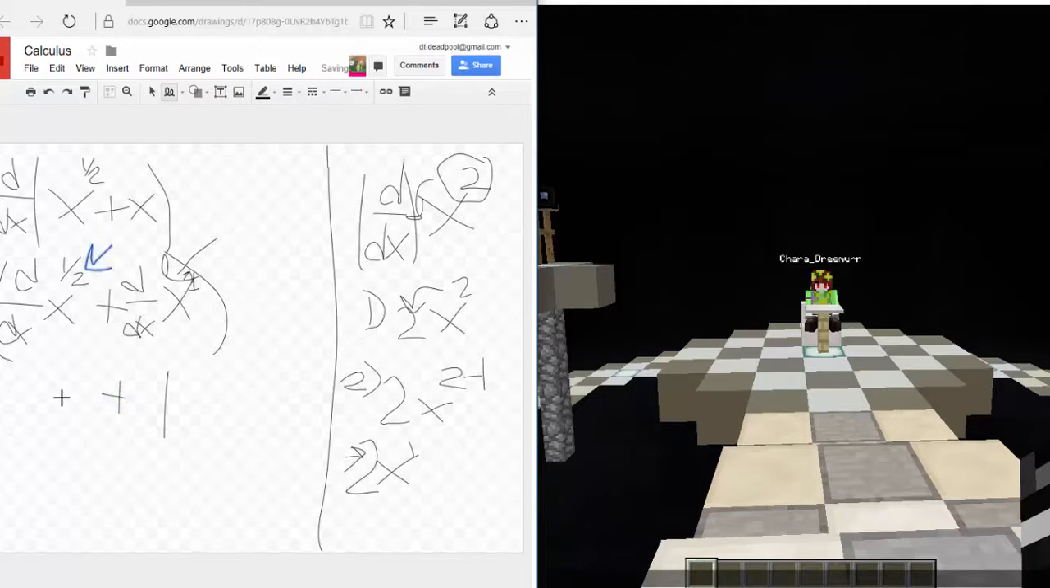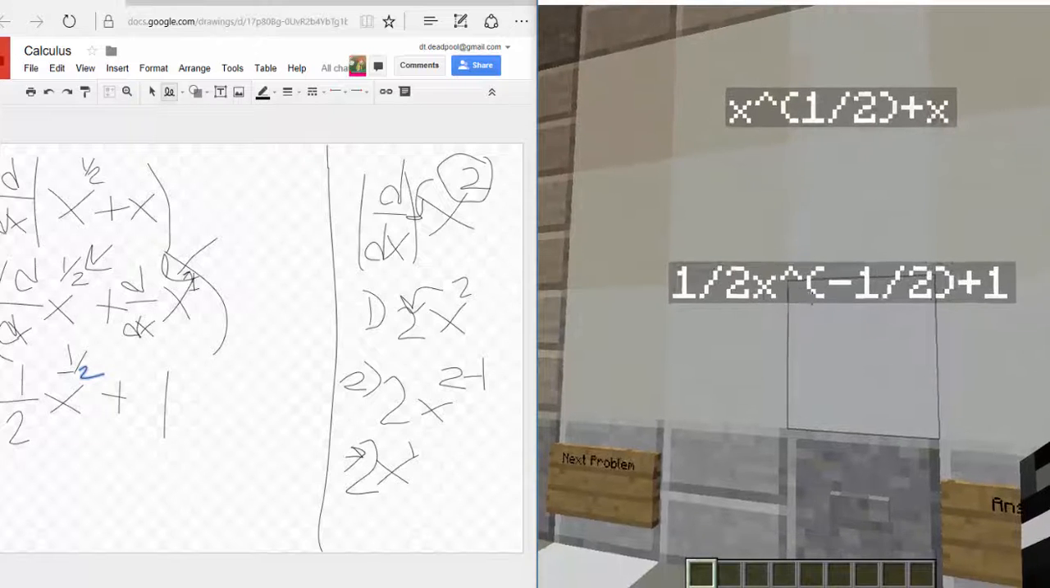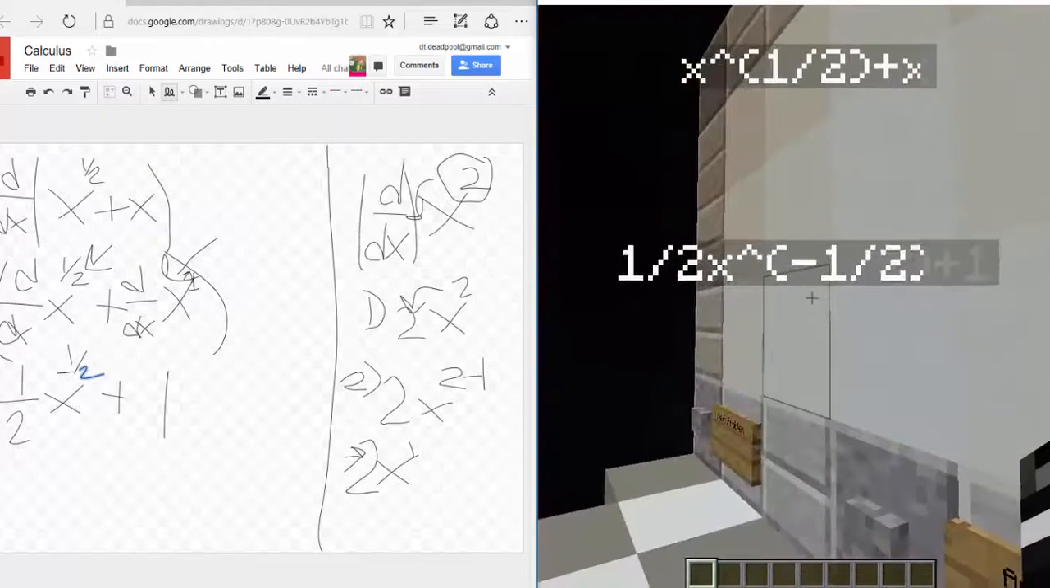Now you have a fraction. So if I put that, that'll mean 1/2 x minus 1, so that'll be -1/2, right? Yep. That's it. Look, that's the answer: 1/2 x to the negative 1/2 plus 1/2 plus 1.